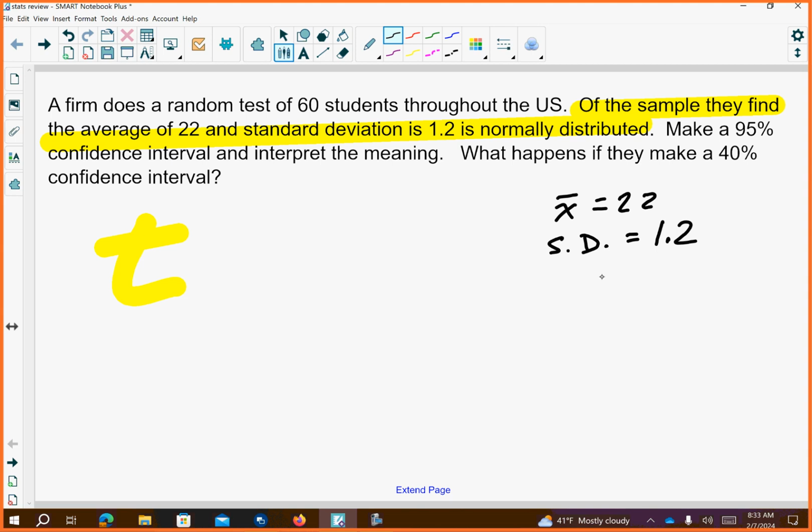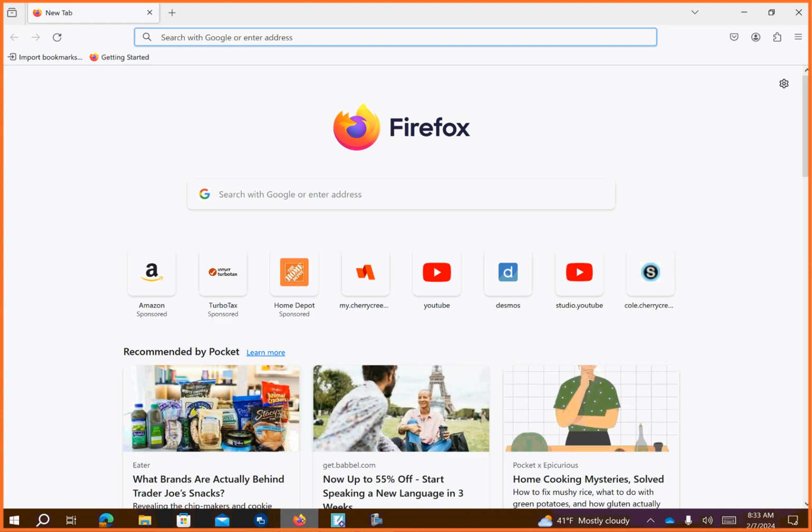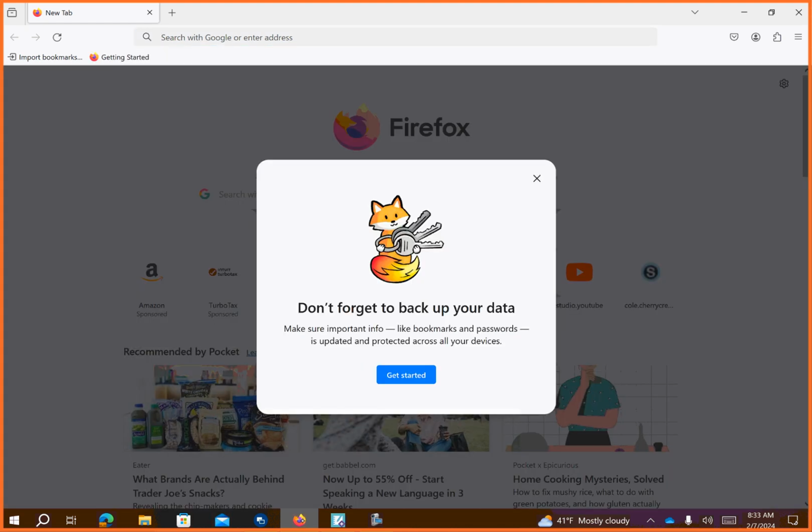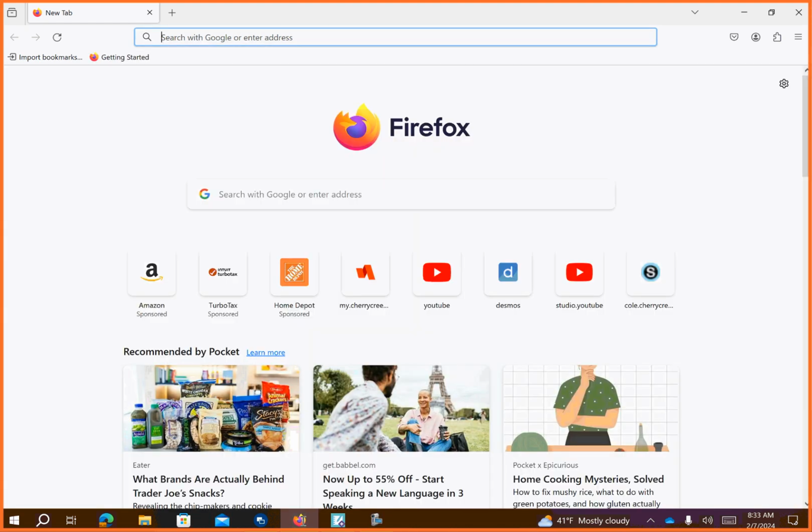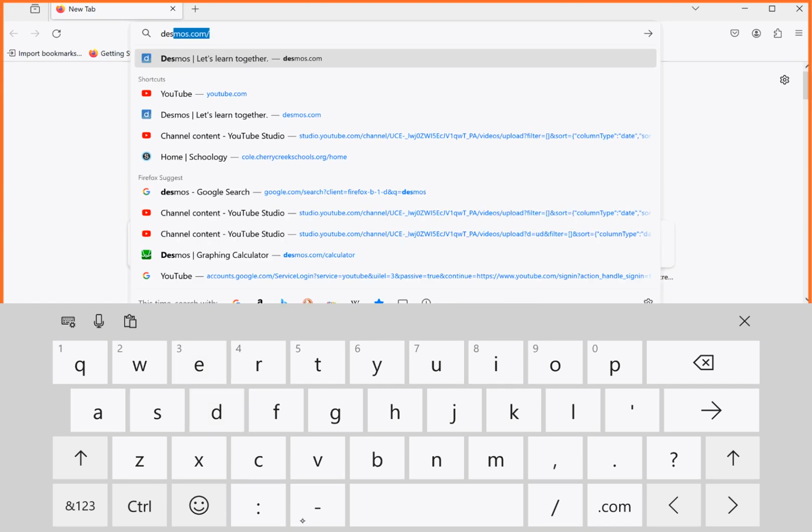Let's see. So we want to do this two ways. We want to do the 95%, and then we want to do the 40%. Good? All right, so how do we go about this problem? First thing, we got to turn to Desmos, right? I just need to get Desmos on.